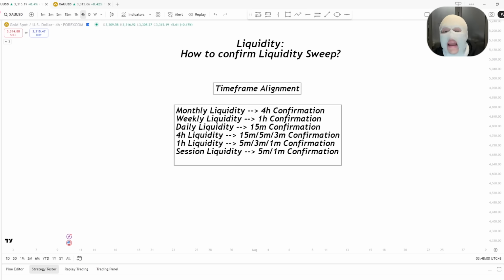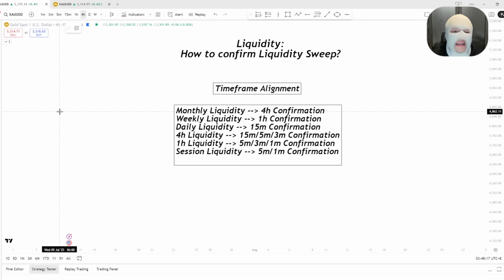How to confirm a liquidity sweep. Time frame alignment here is absolutely crucial. I see so many traders get stopped out only for the trade to run in their direction, simply because they do not know how to align time frames correctly. I'll give you a rough guideline on how to align these time frames.